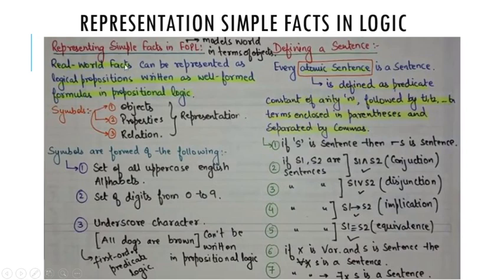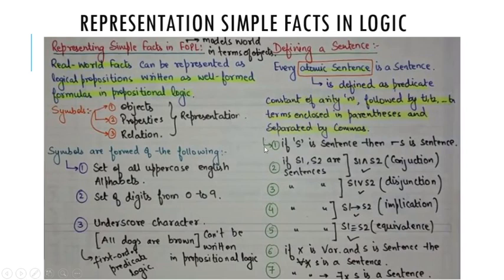So this is the representation of simple fact in FOPL. Now, taking the example of defining a sentence first of all. Every atomic sentence is a sentence, right? Now we know what an atomic sentence is. Here it is defined as a predicate constant, say a small n followed by terms t1, t2, tn, enclosed with parentheses and separated by commas.